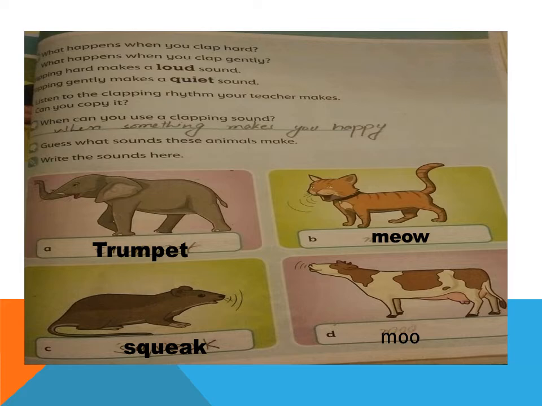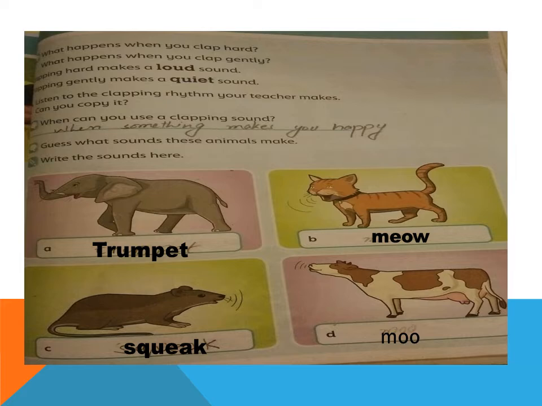Listen to the clapping rhythm your teacher makes. Can you copy it? As I have told you on the previous page, when you clap with different rhythm, the sound would be different. When can you use a clapping sound? When do we clap? When we are happy or when we are sad? Yes, when we are very happy, we start clapping. If we see something very good at the end of a movie which we like, we clap. And mostly we clap on birthdays because we are happy.